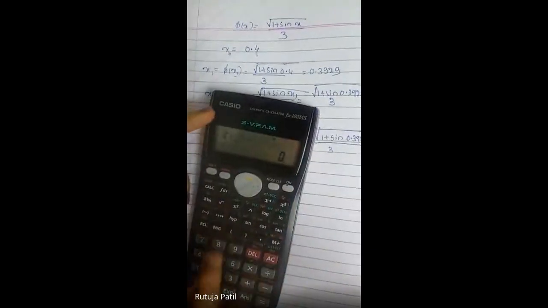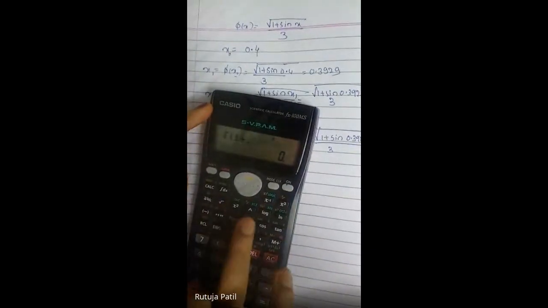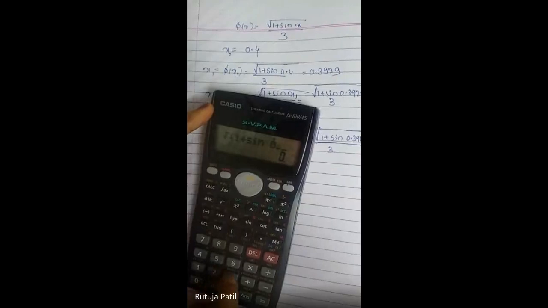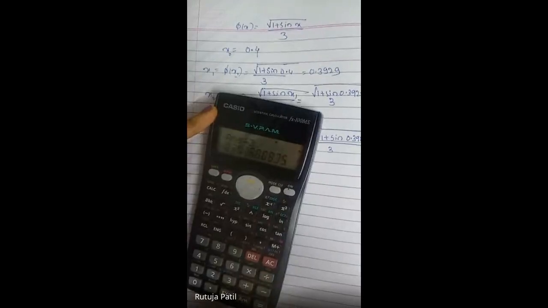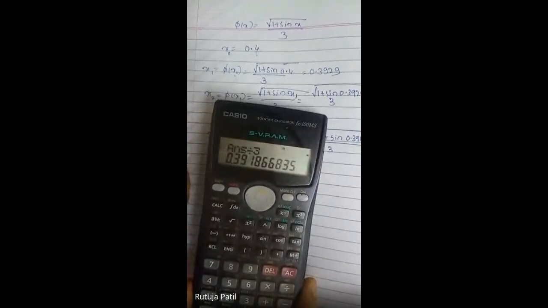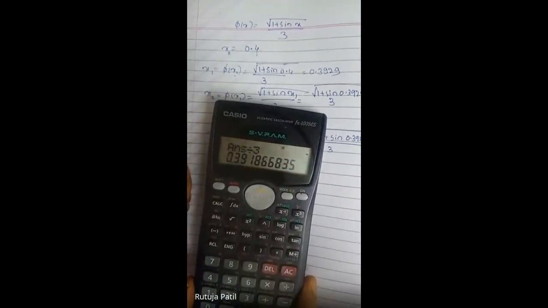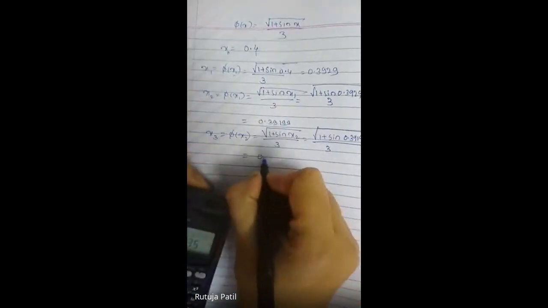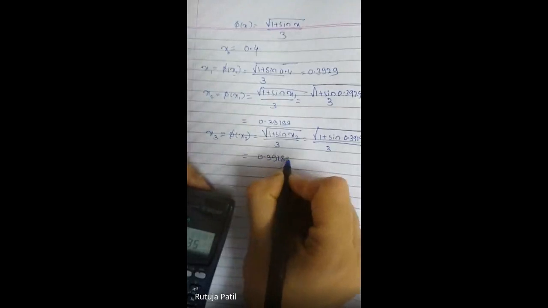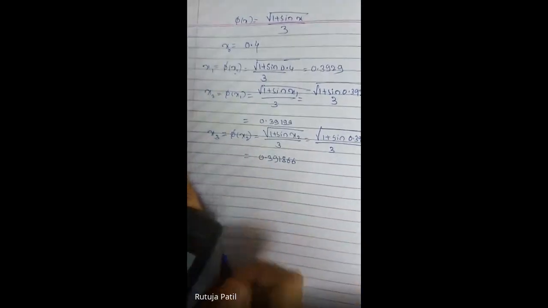square root of 1 plus sine 0.39199 divided by 3. That is how much you are getting, 0.391866.